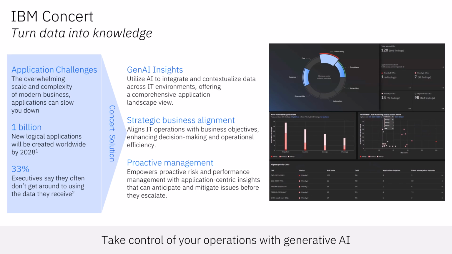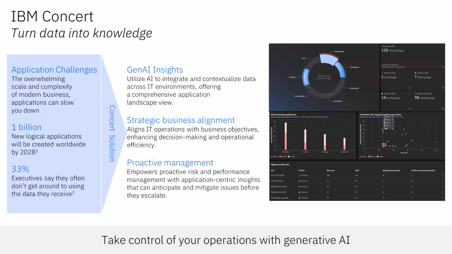IBM Concert provides a 360-degree view of the business and technology risk of a CVE across the application landscape. Concert's prioritized mitigation recommendations are based on application risk impact. An example of the arena view is shown on the slide, with a CVE being shown connected to all the applications, environments, and public access points it could affect.